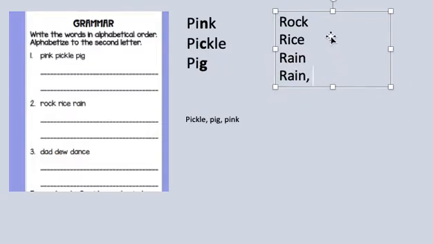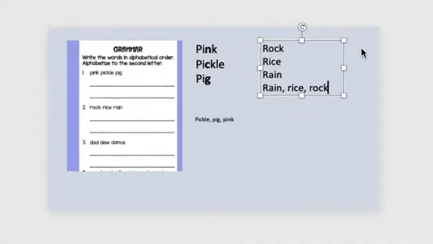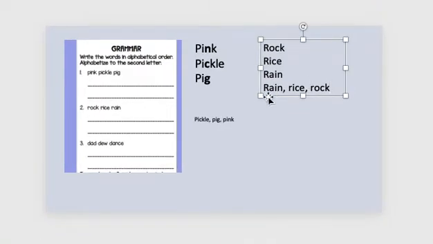Rice or rock? And if you need to say the alphabet every time, A, B, C, D, E, F, G, H, I. The I word would be next, comma, and then rock. You see what I did? R-A, R-I, R-O. And I'm going to literally write this right here.